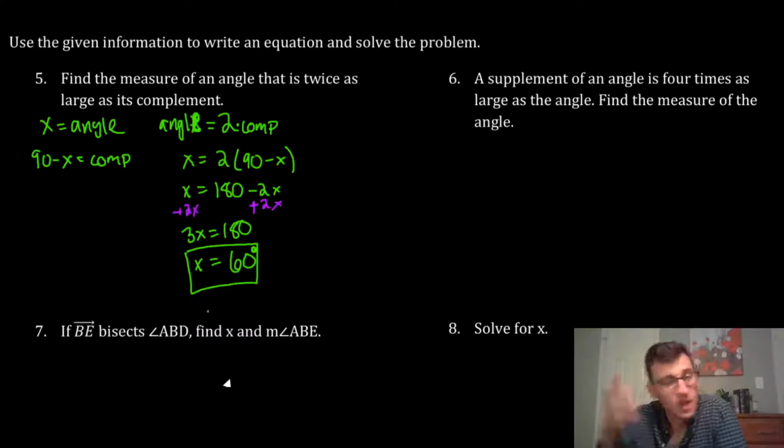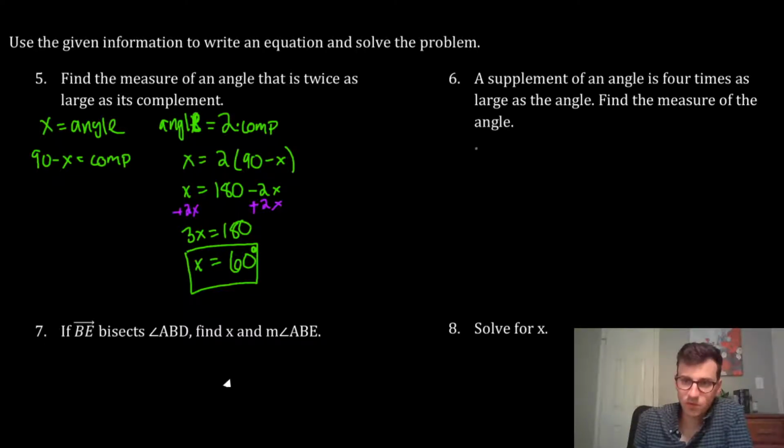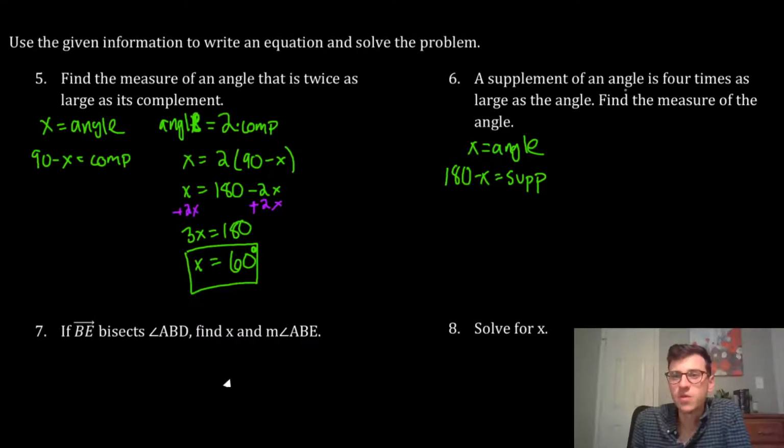All right. A supplement of an angle is 4 times as large as the angle. Find the measure of the angle. Sweet. So supplement of an angle, we have our angle, x. We have our supplement, 180 minus x. Supplement of an angle is 4 times as large as the angle. Find the measure of the angle.